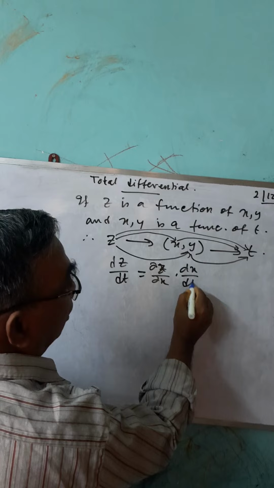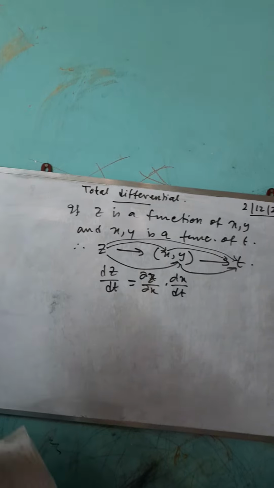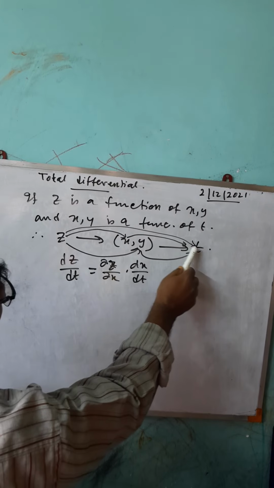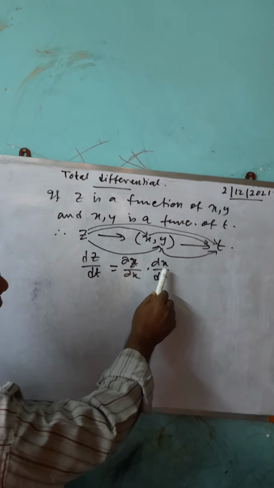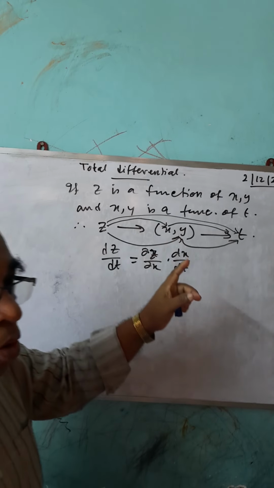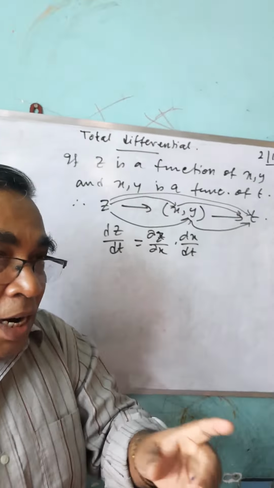Now the question is, sir, you are writing z to x as del z del x, and here for x to t you are writing dx/dt. Why are you not writing del x del t? Because here z is a function of x, y. When you have to find partial differentiation, if z is a function of x, y, then del z del x means that y is constant.